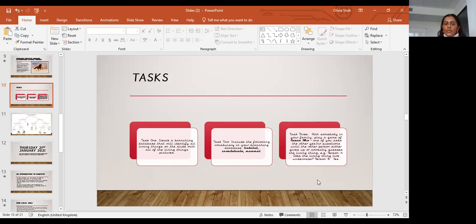So have a go at the first 2 tasks. Try your best. And I have seen a lot of work going up on Tapestry, which is really impressive.